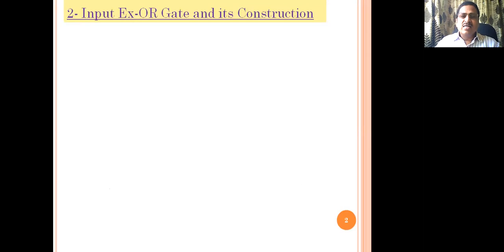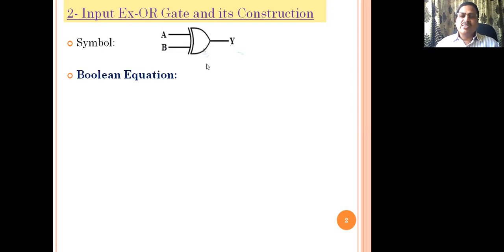You have already learned about different types of logic gates including the XOR gate. Let's see now a brief review of the 2-input XOR gate. We can represent it by using a symbol, A and B as inputs and Y is the corresponding output. The Boolean equation for this 2-input XOR gate is Y equals A exclusive OR B. In short, you may read it as A XOR B.